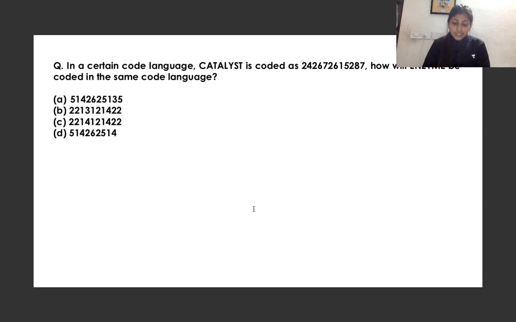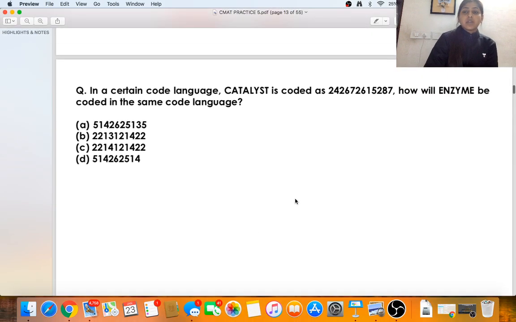Rajesh, just a moment, I'll let you know once we finish this question. So how will enzyme be coded in the same language? Okay, just a second. Is it visible now?